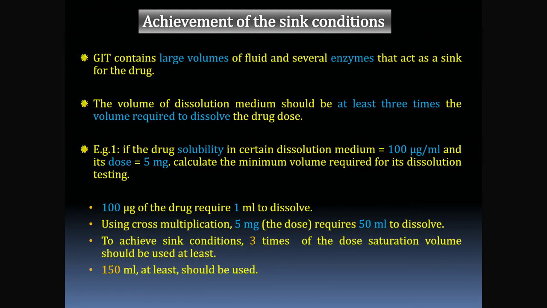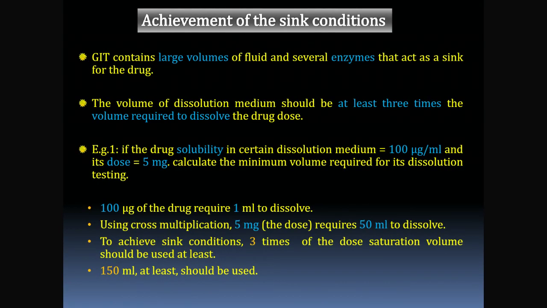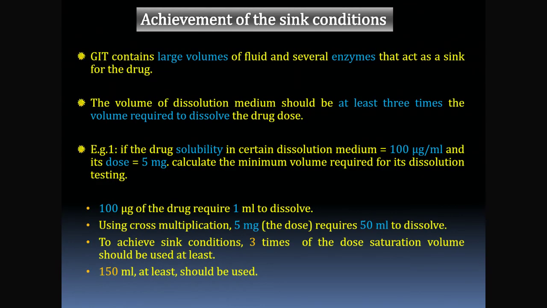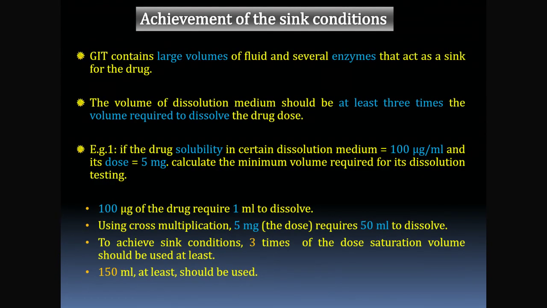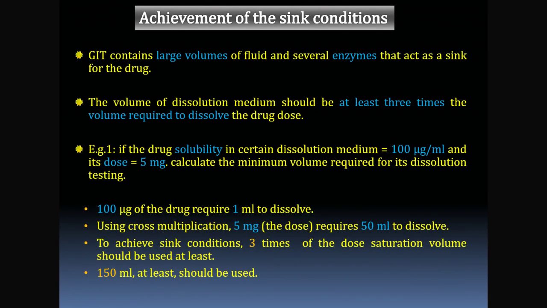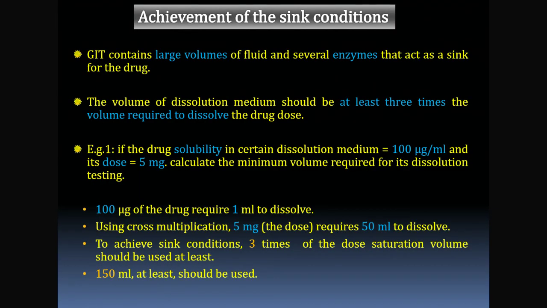To achieve the necessary sink conditions, multiply this 50 milliliter threshold by 3, establishing 150 milliliters as your absolute minimum operational volume. How does this triple volume rule specifically prevent the bulk concentration from rising high enough to collapse the concentration gradient and stall the mass transfer process?